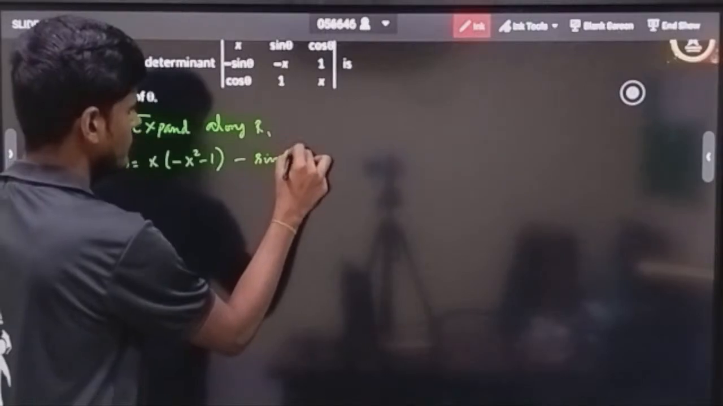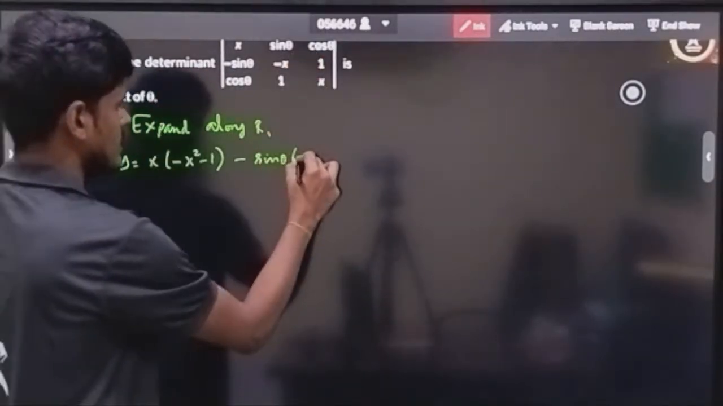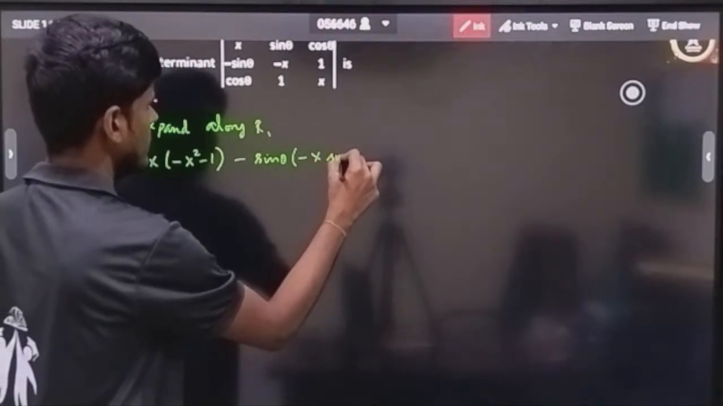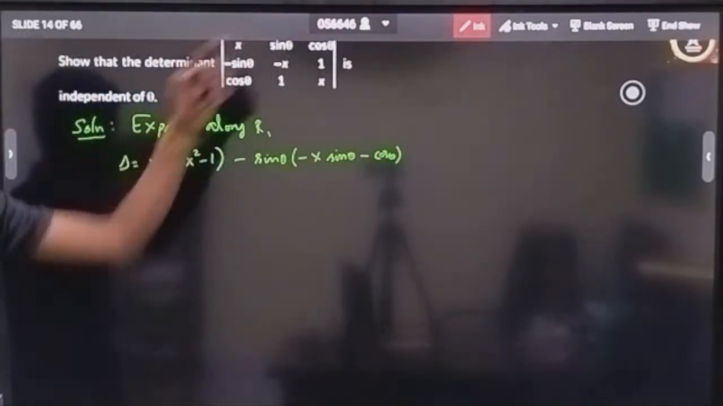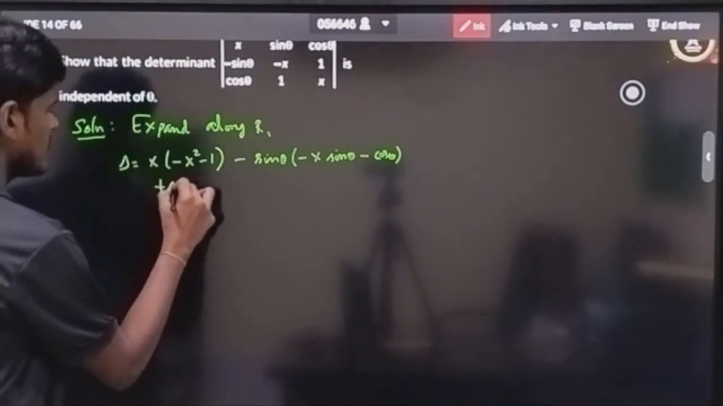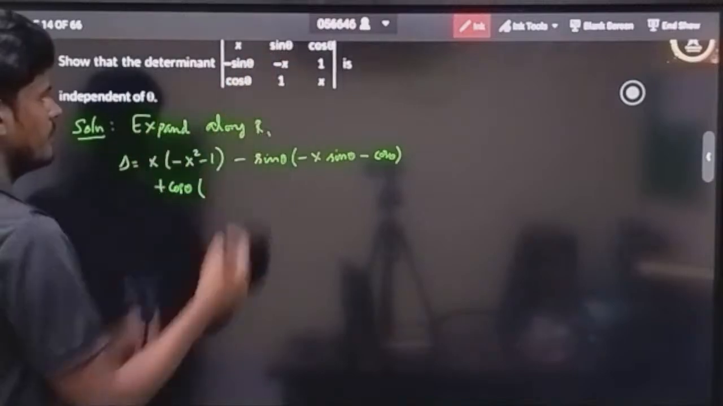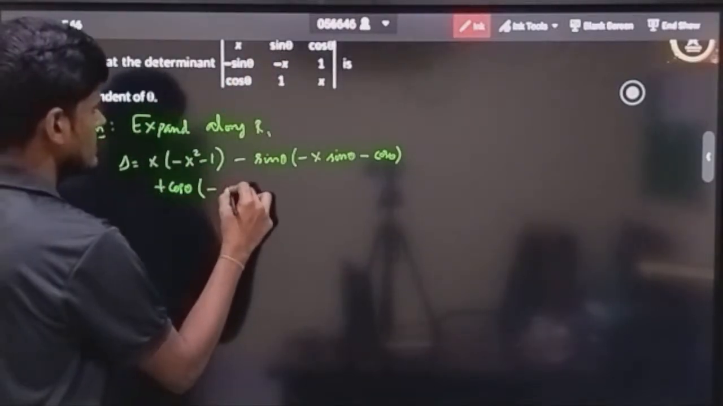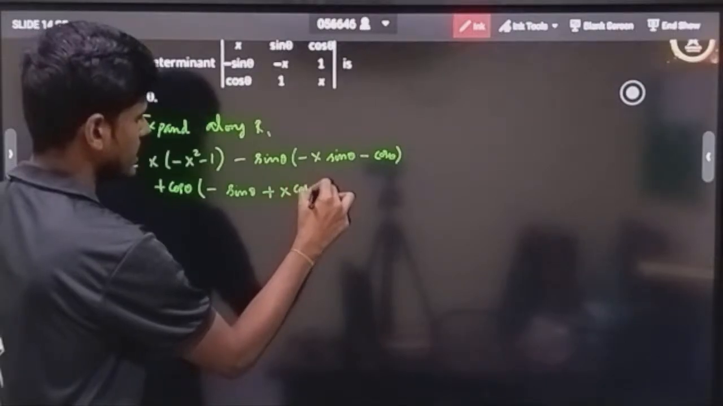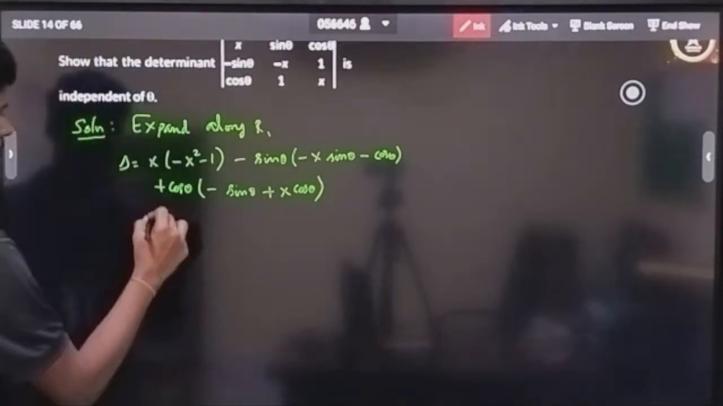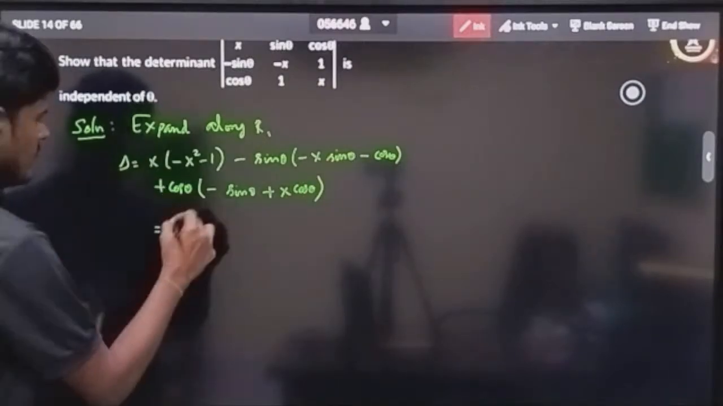sin theta into (minus x sin theta minus cos theta) minus (x sin theta minus cos theta) plus cos theta into (minus sin theta plus x cos theta) minus (sin theta plus x cos theta). Now what is the answer, students? Just multiply using the distribution property and write the answer.